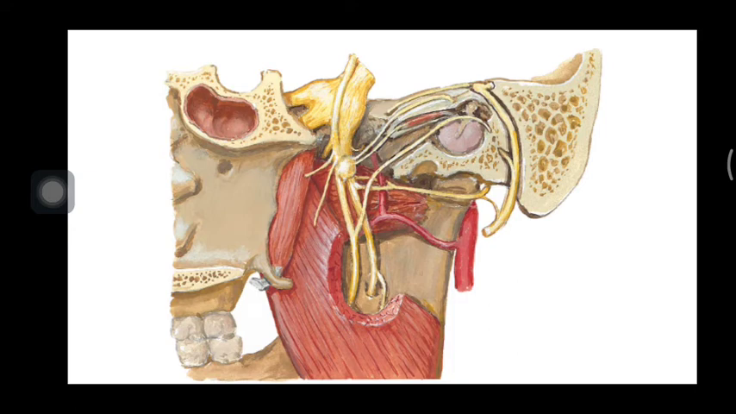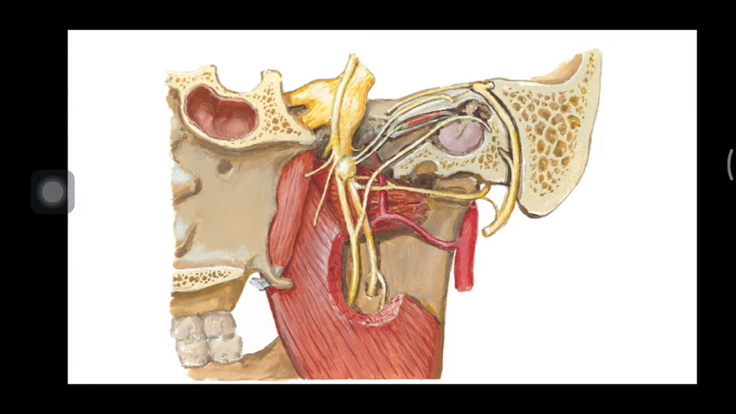Now, the sympathetic root is derived from the nerve plexus around the middle meningeal artery. This is the middle meningeal artery, and the nerve plexus around the middle meningeal artery will give the sympathetic root to the Otic Ganglion. Now we will see the post-ganglionic branches of the Otic Ganglion.